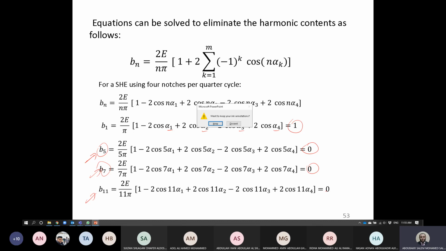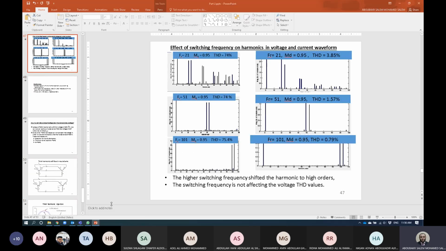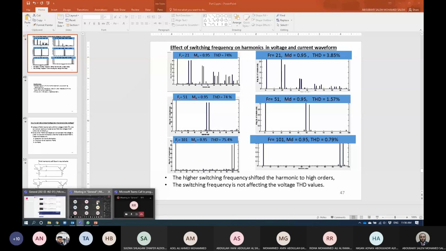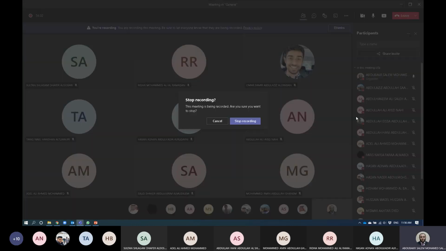So the important thing today that we tried to focus on is the operation of the PWM inverter and how we can remove the harmonics from the current, and we saw the effect of increasing the switching frequency of the inverter. Is everything clear? Any question? Any question? Clear?